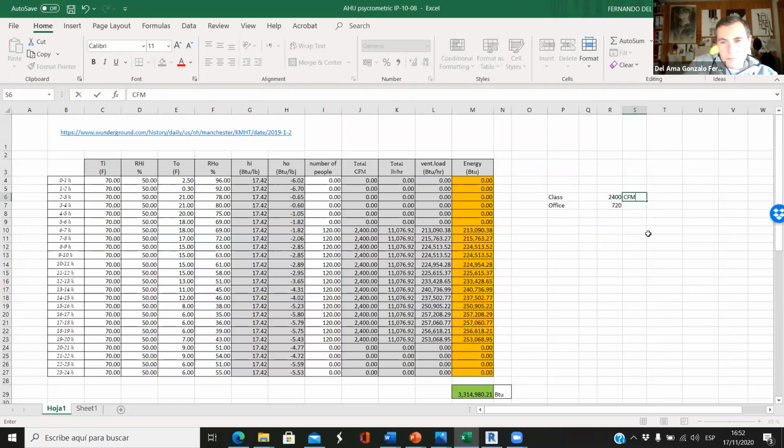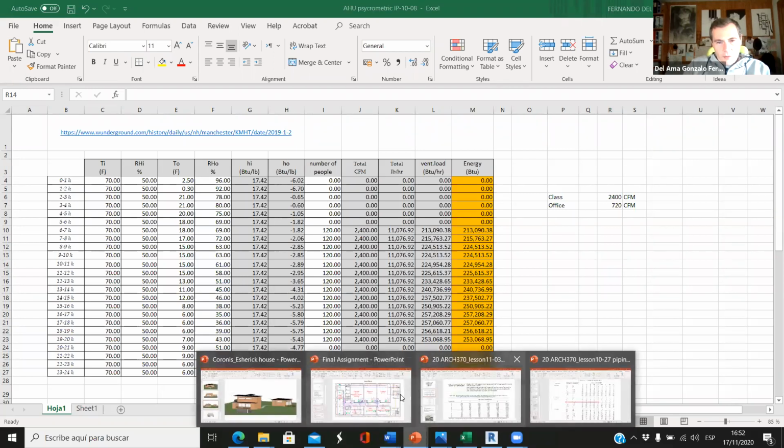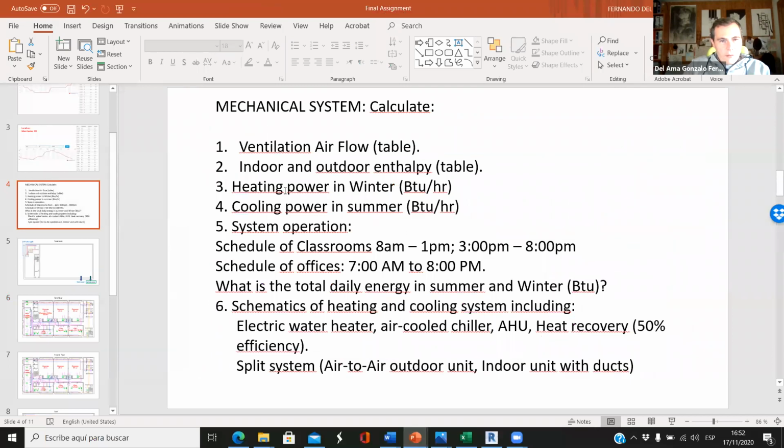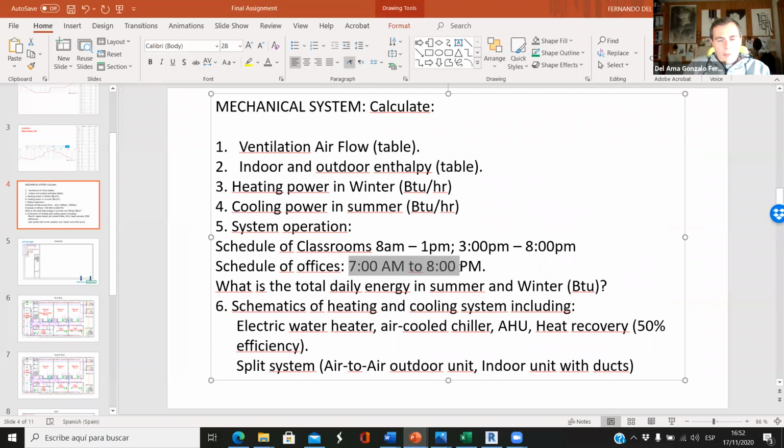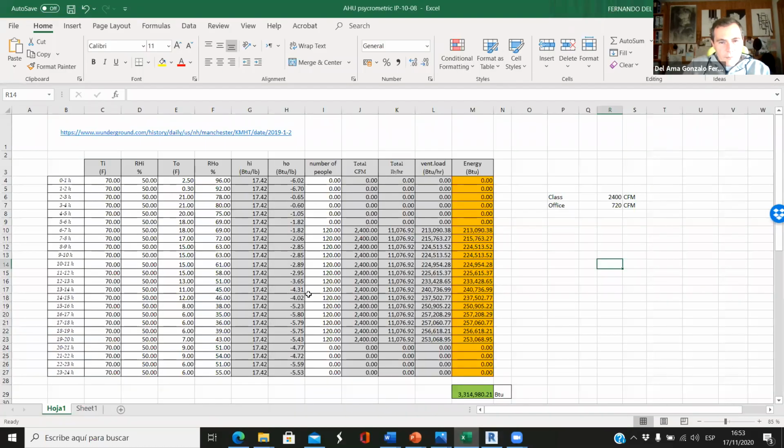The CFM and CFM. So this is for the classroom, and this is for the office. So now if we want to calculate the heating loads, we have to change the number of people. So according to this schedule, offices are operating from 7 a.m. to 8 p.m. and classes as of 8 a.m. Okay, so the first hour from 7 a.m. to 8 a.m., we have only people in the office.